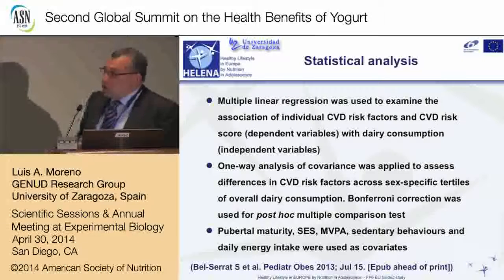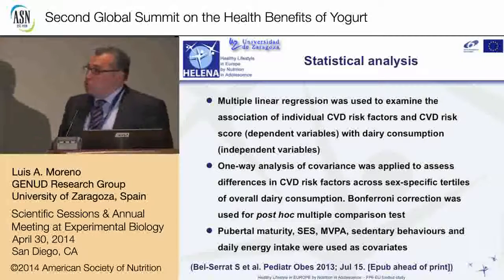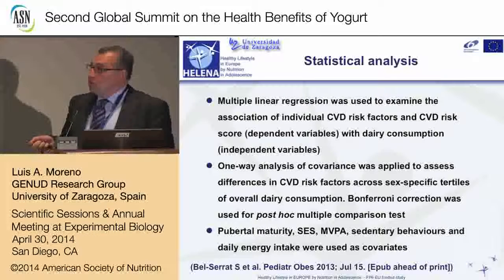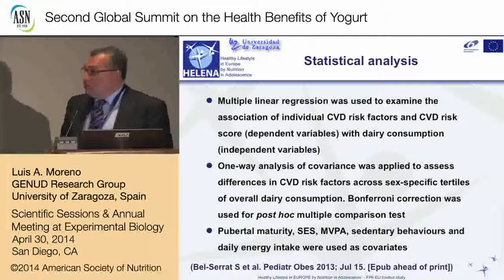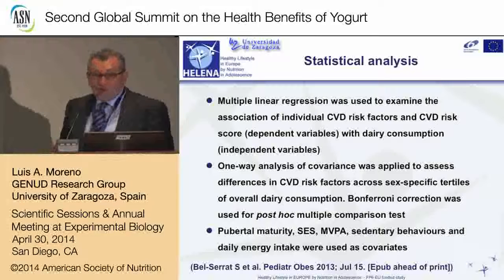So we continued with the analysis. I am going to summarize. We performed multiple linear regression, also one-way analysis of covariance, and we considered as confounders what is important in adolescence: pubertal maturity, socioeconomic status, of course, and other lifestyles that could also be related with the risk of cardiovascular disease, such as moderate to vigorous physical activity, sedentary behaviors, and energy intake at least.